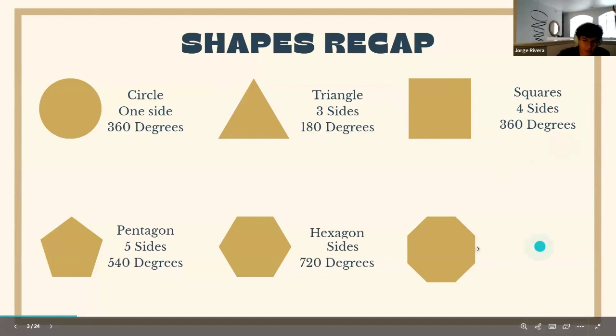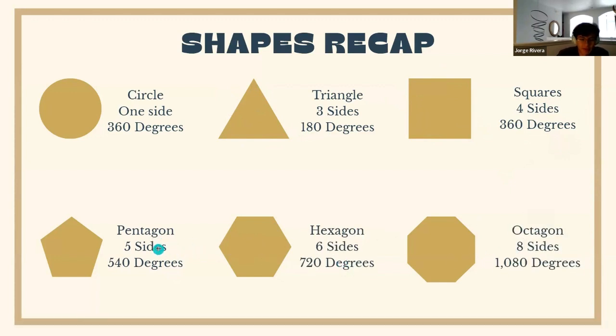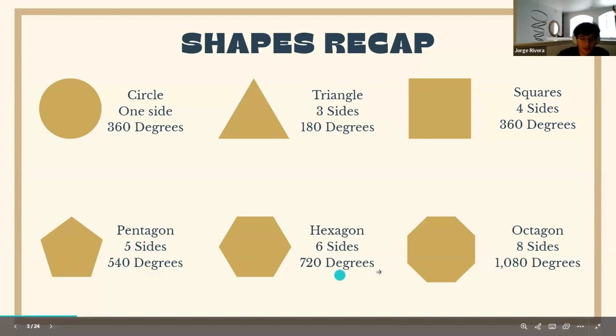And we can go on with the pentagon, the hexagon, and the octagon. But something that I really want you guys to understand here is that as the number of sides goes up, and the number of inner angles goes up as well, the total sum of the degrees has to go up as well. So here we have 540, and here all the way up to 1080 degrees.